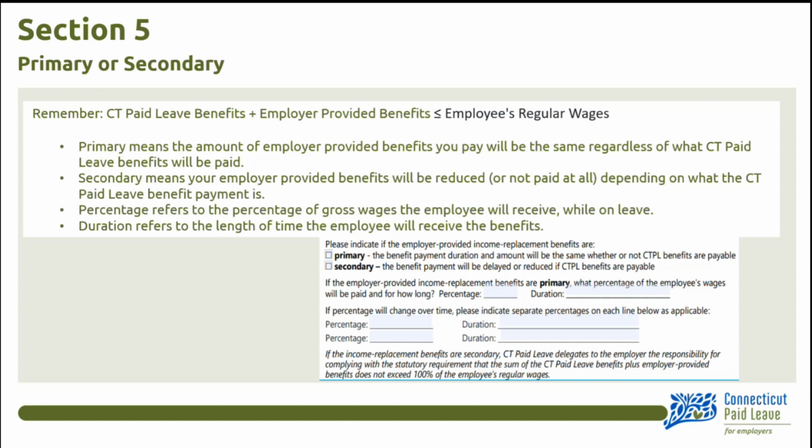Because Connecticut paid leave benefits are based on the worker's total earnings in the base period and not on their current regular wages, the only way we can be sure we are complying with the law is to calculate the benefit amount based on the statutory rules as if there were no employer-provided benefits, and then reduce the benefit amount by the percentage that the employer is paying. If you are paying 60% of the employee's current wages as the primary payer, we will pay 40% of the benefit amount we would otherwise have paid.